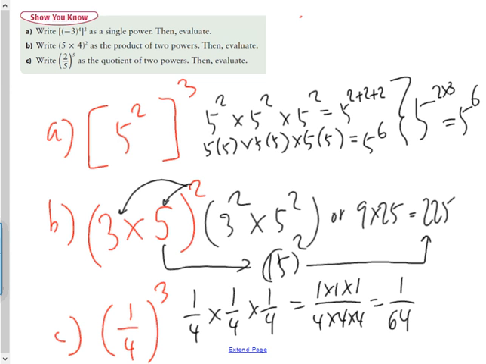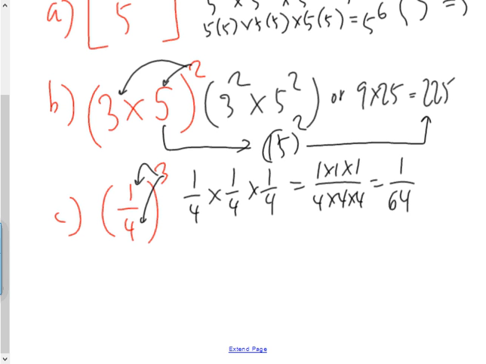An easier way for me to have done that would be to apply the cube to both parts of my fraction. So instead of having a quarter, I could have 1 cubed over 4 cubed, which would still give me this as a final answer. Okay.